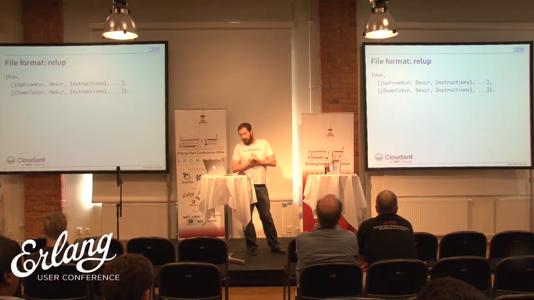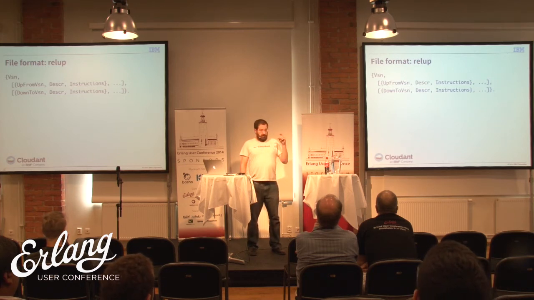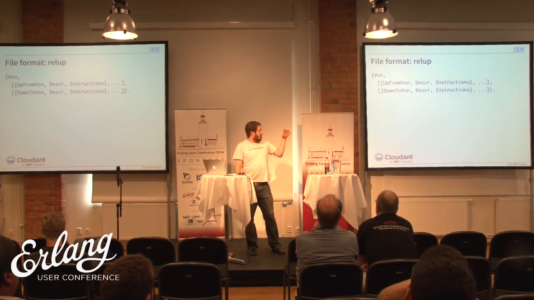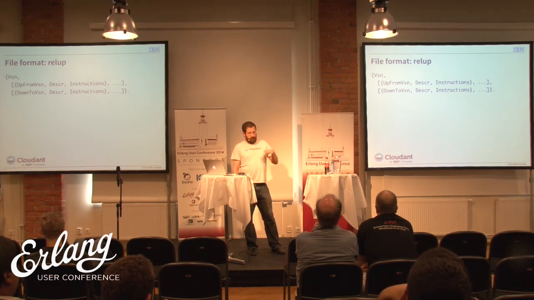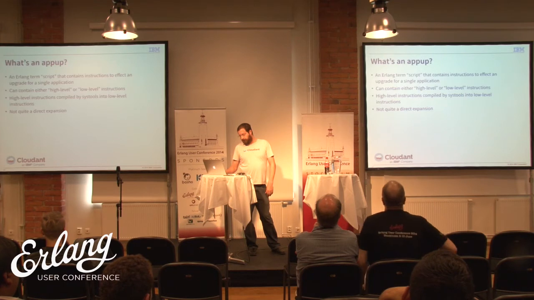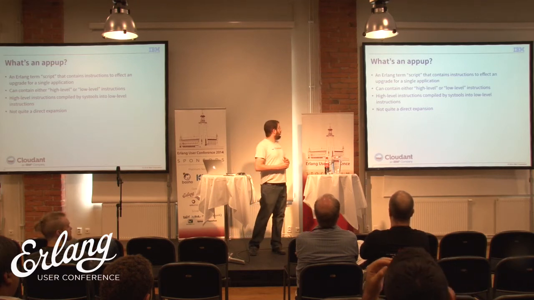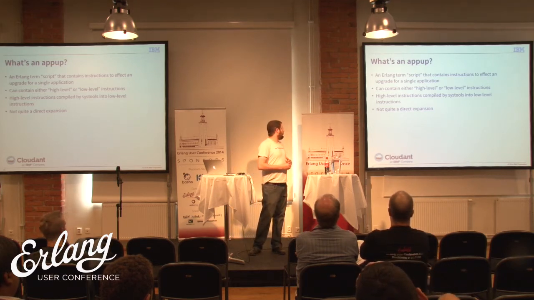The format for this thing is the version that it will get you to. So if you've got version 2 there we go, and then it's a list of I can upgrade from versions, or I can downgrade 2 versions using that rel up. So an app up, very similar. They're very close to the same thing, except for an app up is just limited to a single application, and it can contain these higher level upgrade instructions.